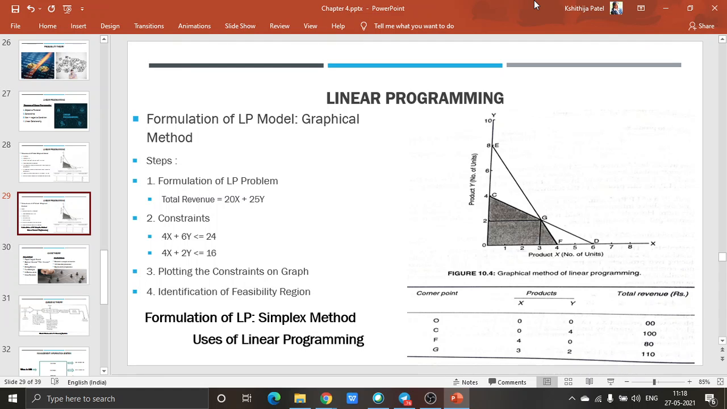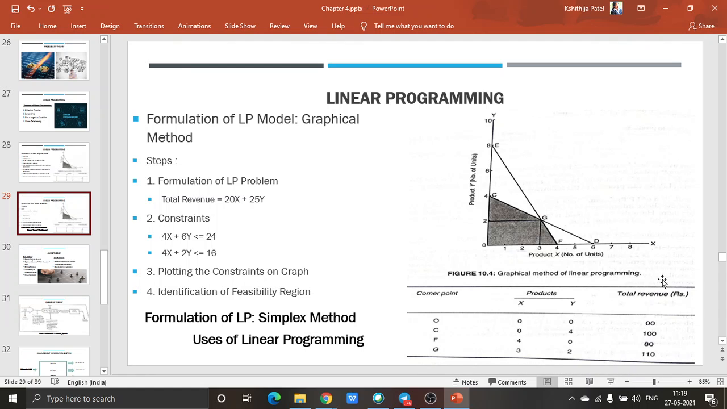Now the constraint, that is 4x plus 6y less than or equal to 24, can be plotted on the graph by first locating two terminal points and then joining these points by a straight line.